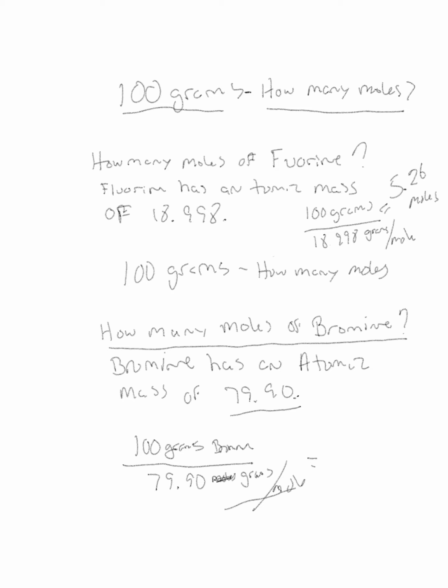And if we would cancel things out, which I really should do, you would cross out the grams and be left with moles. So on my calculator, I'm going to type in 100 and divide that by 79.90. And when I do that, I get 1. That's supposed to be a 1. All right, let me try that again. I got 1.25 moles of bromine.